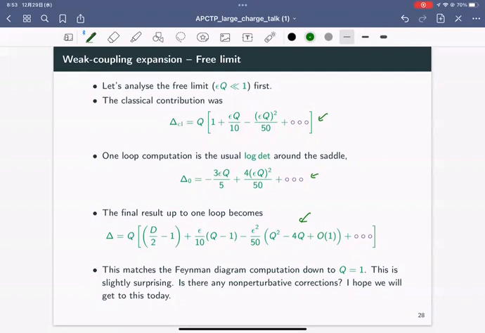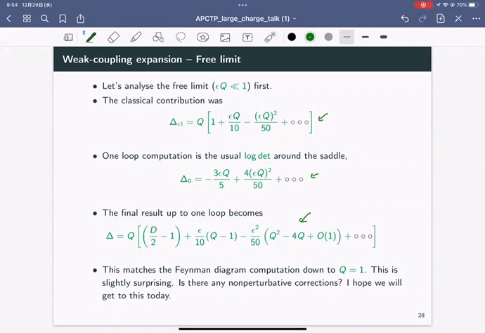Now this is slightly surprising, because this means that there are probably no weird corrections. Are there any non-perturbative corrections that are not captured by Feynman diagram computations? I hope we'll get to this today, but I have 5 minutes, so I'm not sure about it.